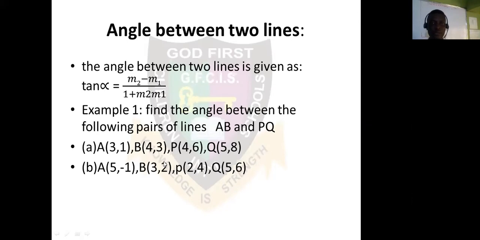The first one is the angle between two lines. The formula for the angle between two lines is given as tan alpha is equal to the absolute value of m2 minus m1 all over 1 plus m2 m1. So, example 1.